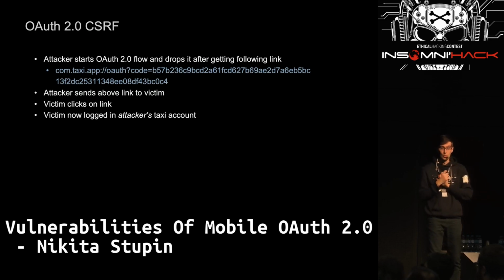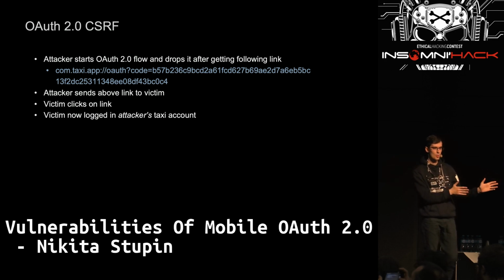Now let's move on to one of my favorite and most impactful attacks on mobile and classic OAuth as well. And this is OAuth CSRF. Basically, it's relatively easy to check. What you need to do, as an attacker, is start the auth flow with your account, but intercept that flow when you're about to exchange the authorization code for an access token. So you get this request and feed it to the victim.